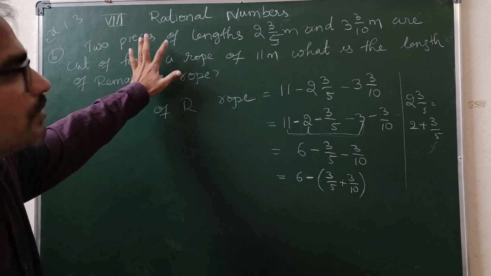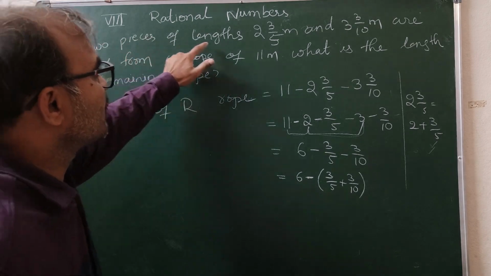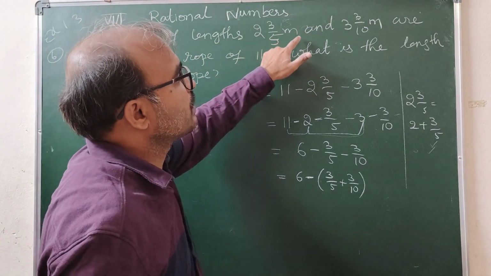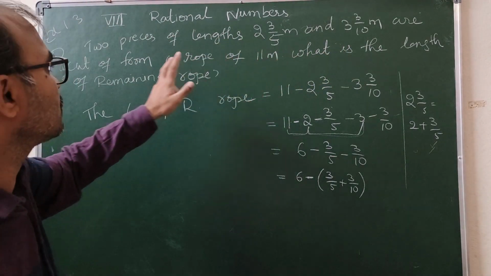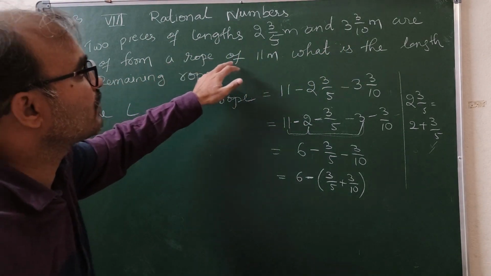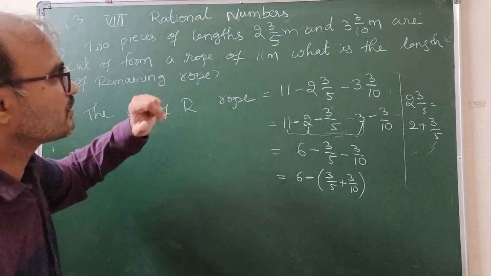Let me explain the problem. Two pieces of length 2 wholes 3/5 meters and 3 wholes 3/10 meters are cut from a rope of 11 meters. What is the length of the remaining rope?